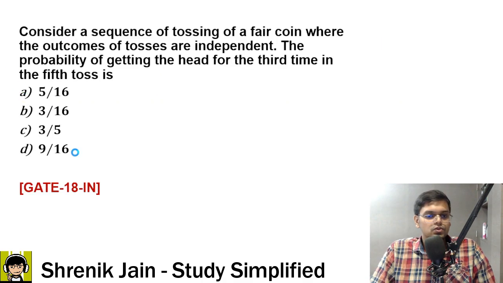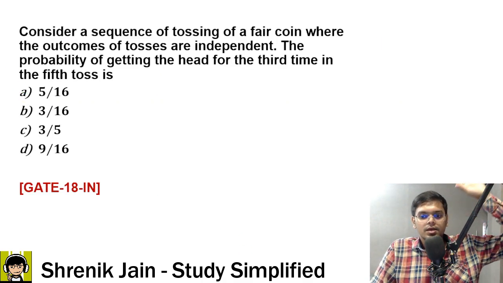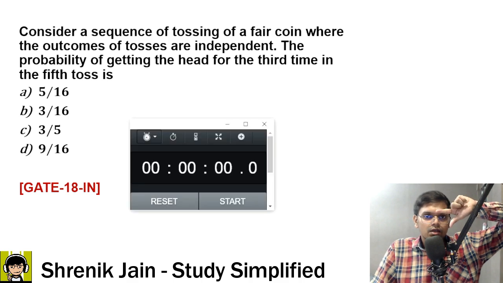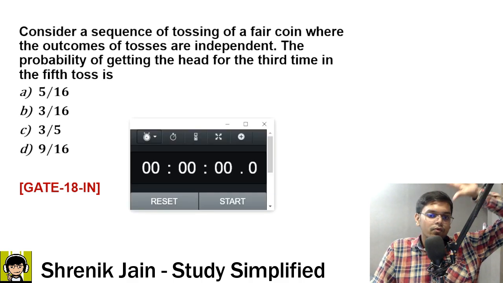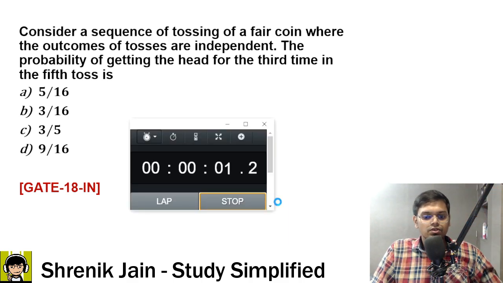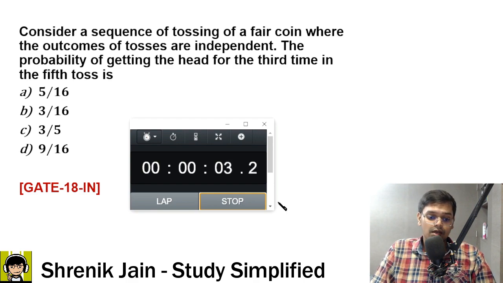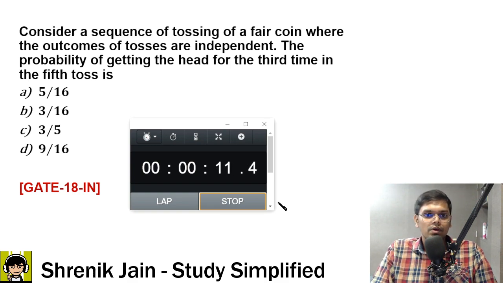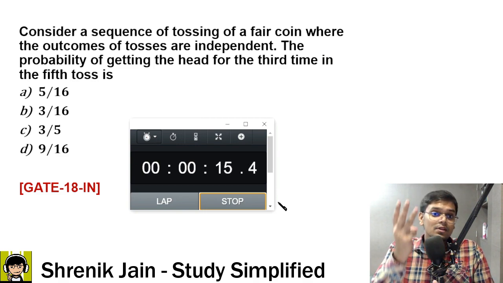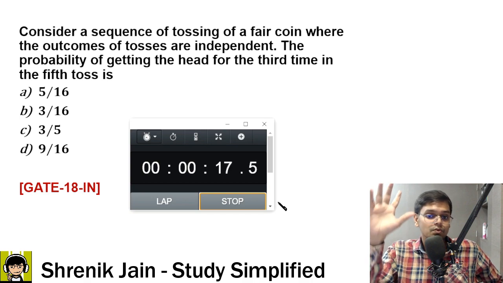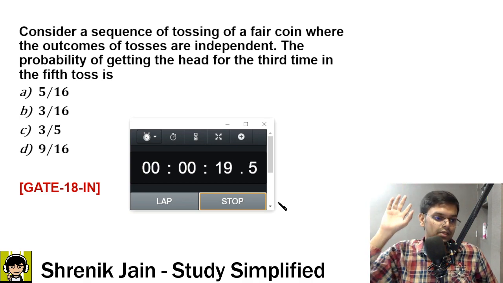Understood now? So 2019 is gone, bye bye. So 2022, 2021, 2020 and 2019, 4 years are gone. So now 2018. Very good questions are there in 2018. So let me see, guys, how many students will be able to solve. Consider a sequence of tossing of a fair coin where the outcomes of the tosses are independent. The probability of getting the head for the third time in the fifth toss is what? 2 minutes I will provide.